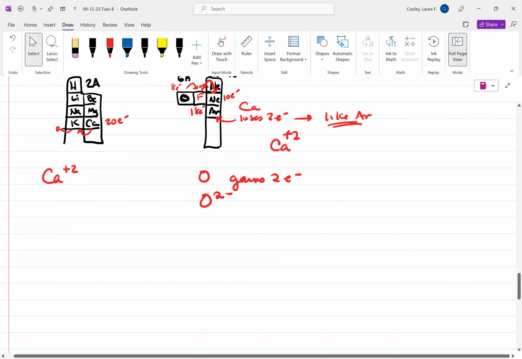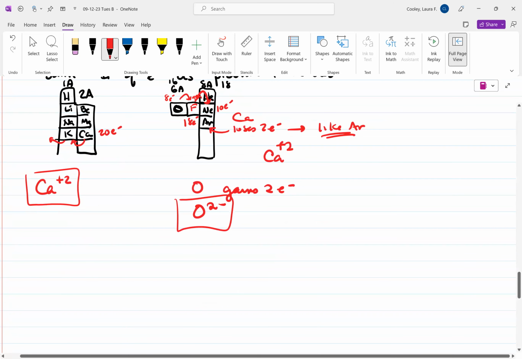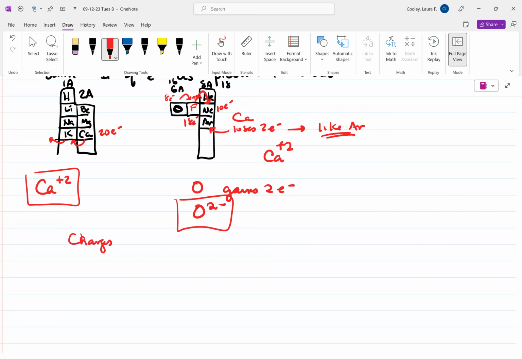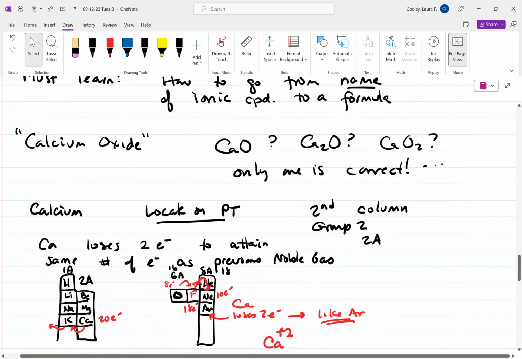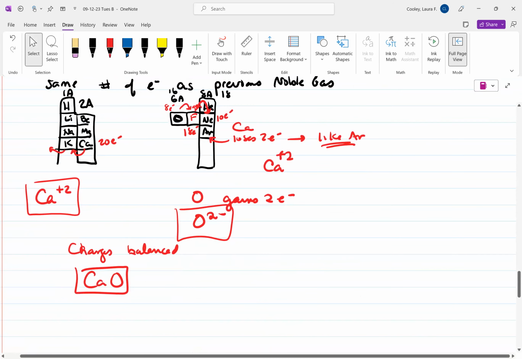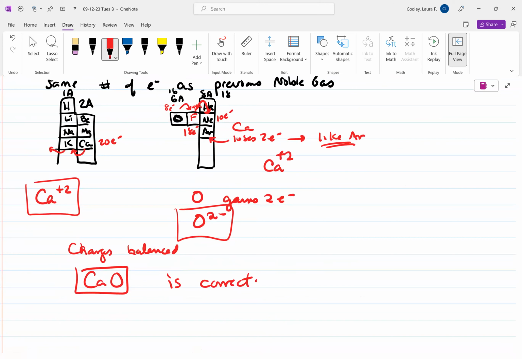So if we have a Ca +2 and an O2 minus, you could see that the charges are balanced, and they would cancel. +2 minus 2 is 0. So it would just be CaO. This is the correct formula right here. This one, CaO, is correct. Okay. And you wouldn't write it as Ca2O2, right? That's not reduced. You need to reduce it.